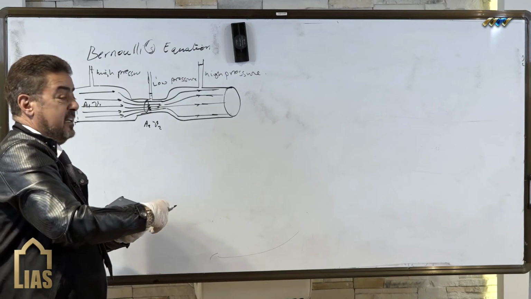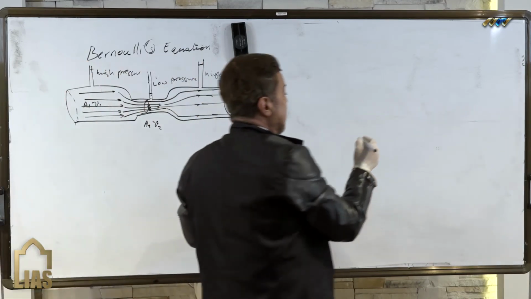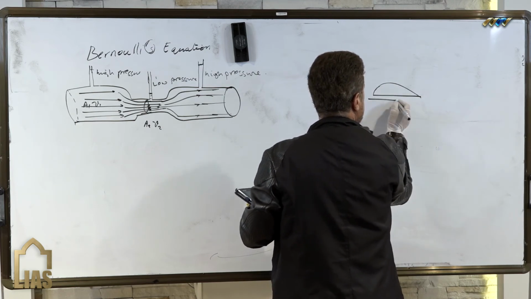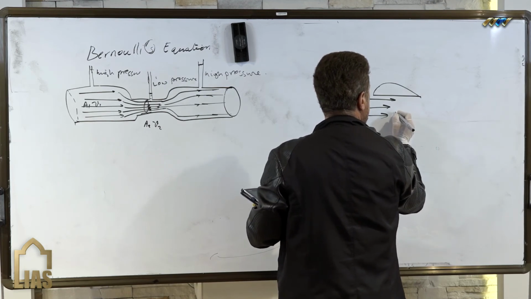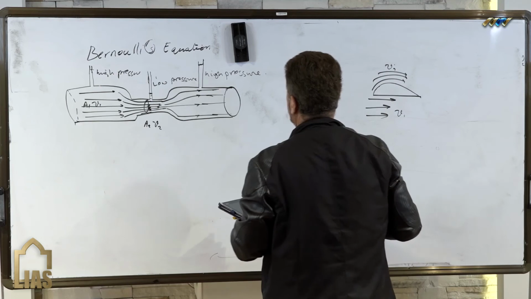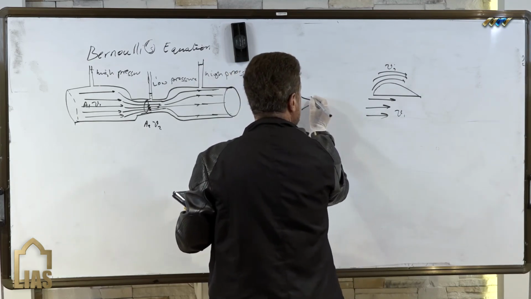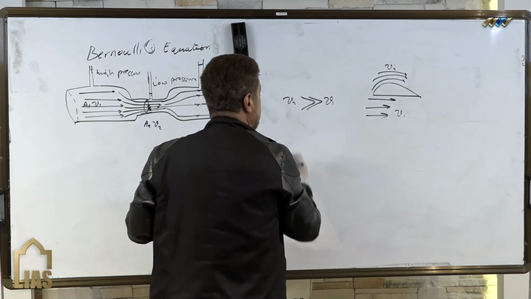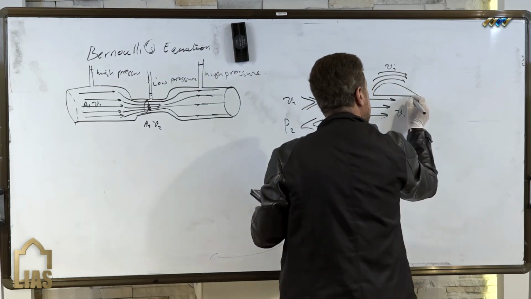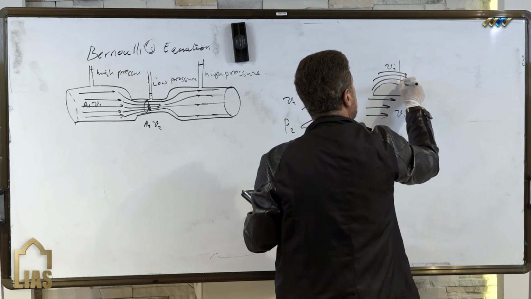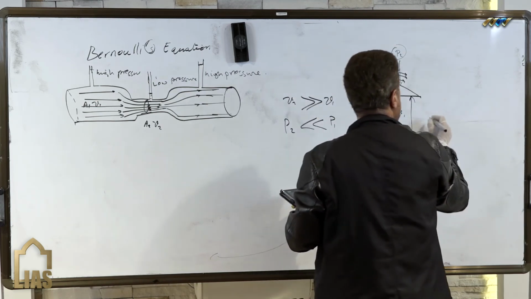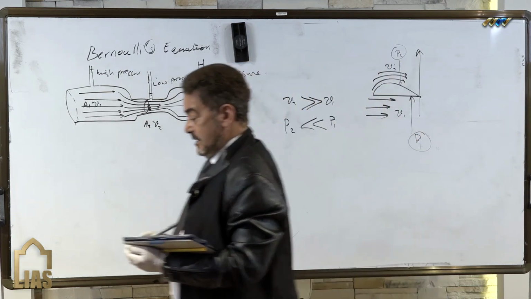In engineering, we say that the airplane wing is this way, like that, and the air goes like this. Here we have V1, and here V2. Okay? V2 is greater than V1. Then P2 is less than P1. And this is P1, and this here, P2. Okay? P1 is greater than P2, then the plane goes up. The plane goes up.